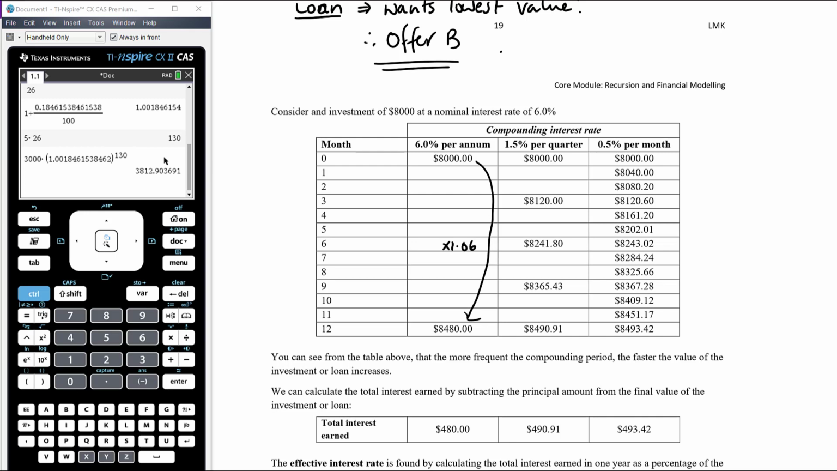Okay. If we were compounding per quarter, we'd first need to work out the quarterly interest rate, which is 0.15. And so that means what's going to happen here instead is we're going to multiply by 1.015 4 times throughout the year.